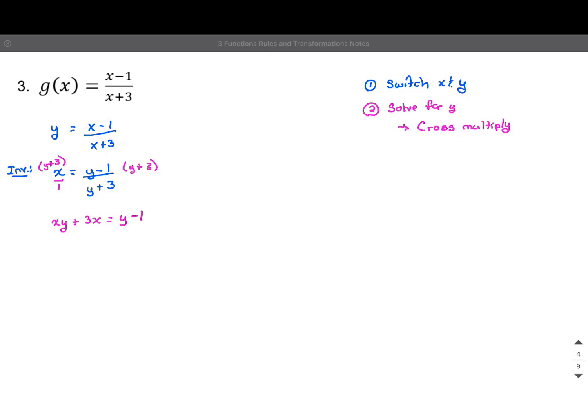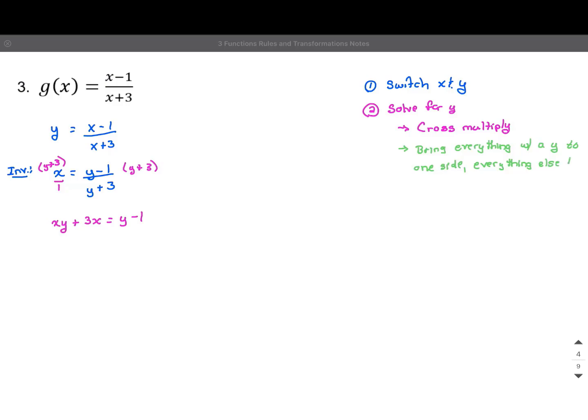The next step is bring everything with a y to one side and everything else to the other side of the equation.